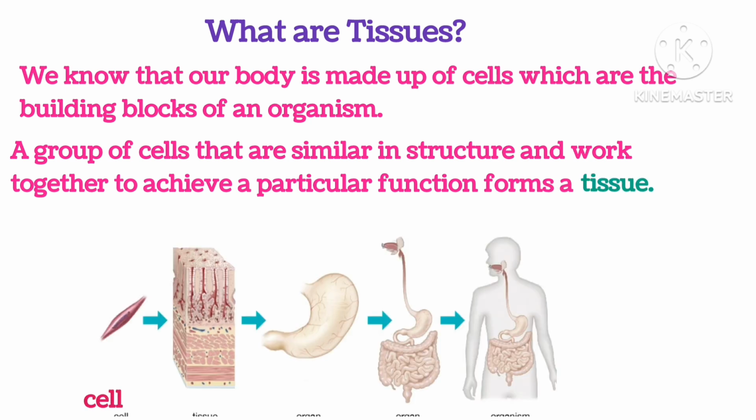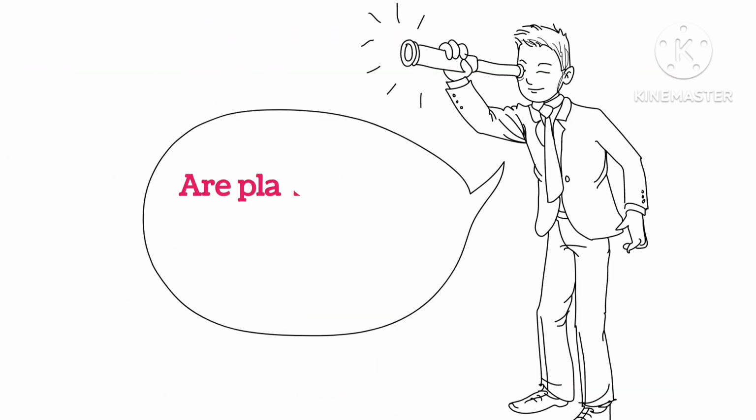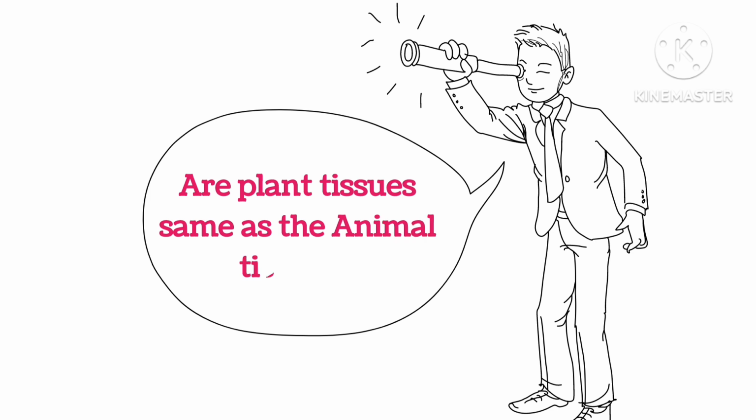So, a group of cells forms a tissue, a group of tissues forms an organ, a group of organs forms the organ system, and a group of organ systems forms the organism. Are plants' tissues the same as animals' tissues?